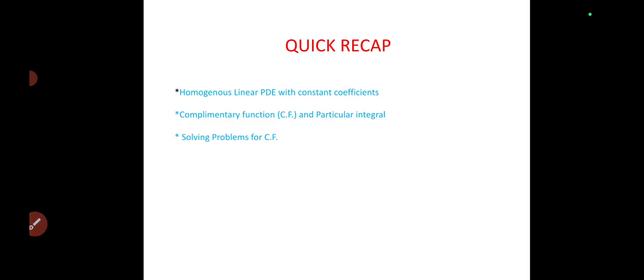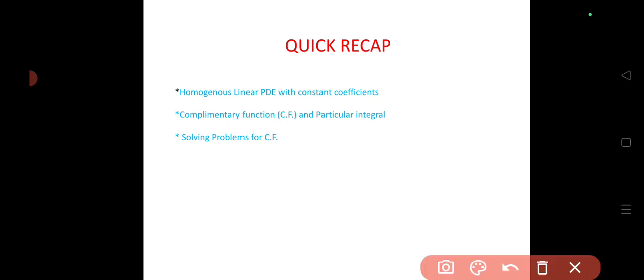Now we shall have a quick recap of what we have discussed so far. We have discussed what is a homogeneous linear PDE with constant coefficients, and what are the two parts of this particular equation, complementary function and a particular integral. And in this video I discussed only the complementary function and how to find it.